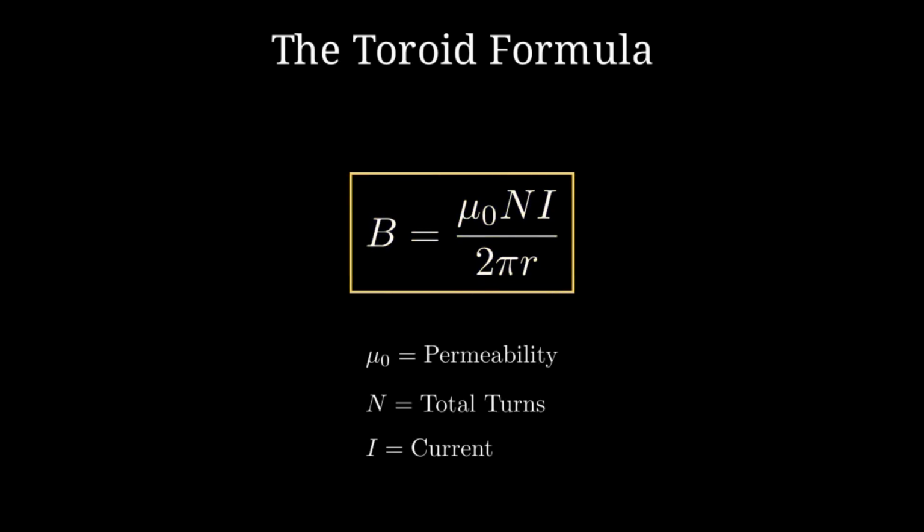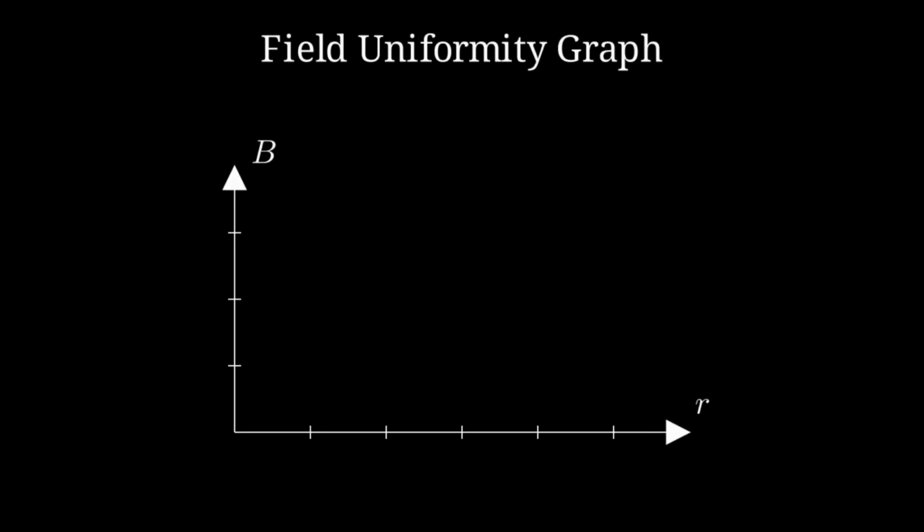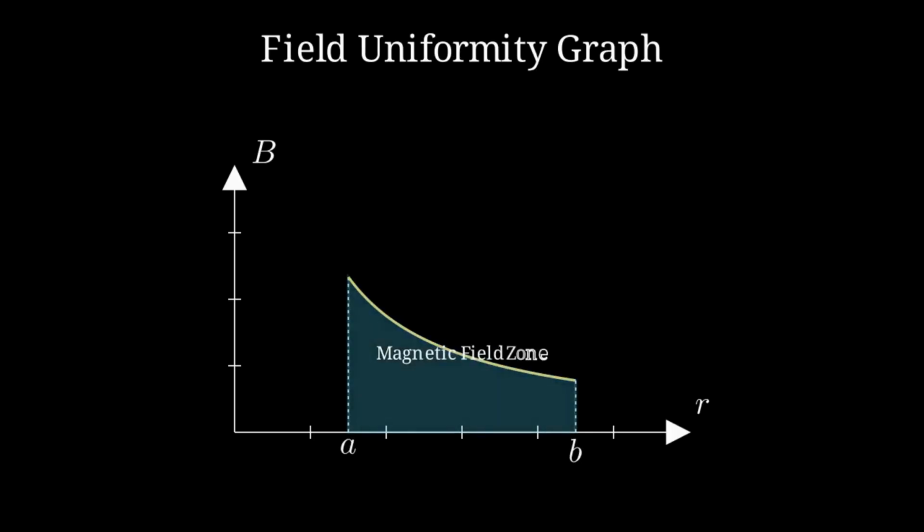This shows the field strength depends on the position r within the core. Unlike an ideal long solenoid, the magnetic field in a toroid is not perfectly uniform. It is stronger near the inner radius and weakens slightly toward the outer radius, following a 1/r relationship.